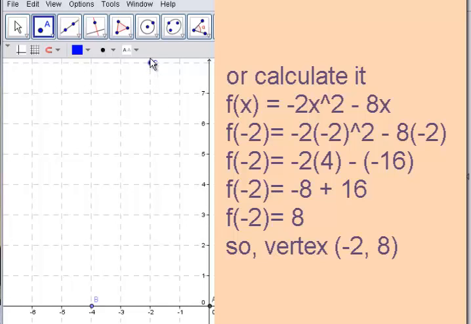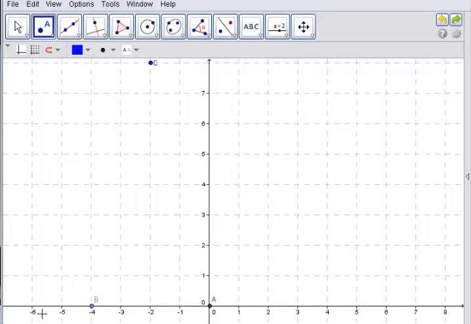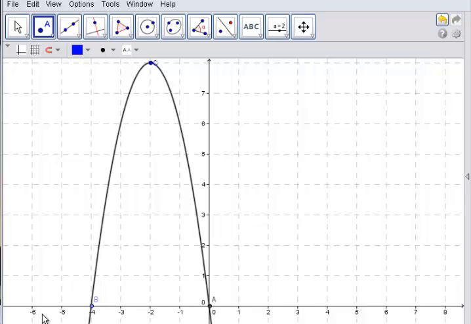So here we go. It looks like C needs to be in a position 8 up from the x-axis. I now get Geogebra to complete the parabola for me just to confirm. You can see now that the points do all lie on the parabola when graphed.